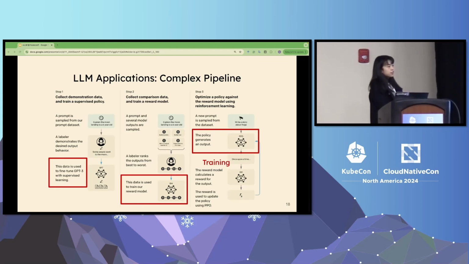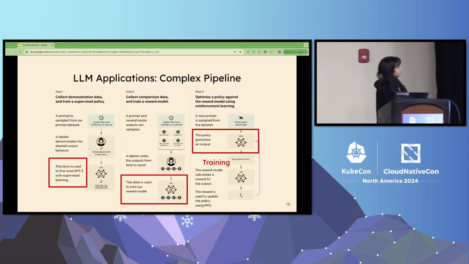First, you need to fine-tune the model to make it generate some reasonable output. Second, you need to train the reward model, so that you know which answer is good and which answer is bad. And lastly, you need to train the policy model to update the large language model to make it generate the final output. So you need to train 3 models.